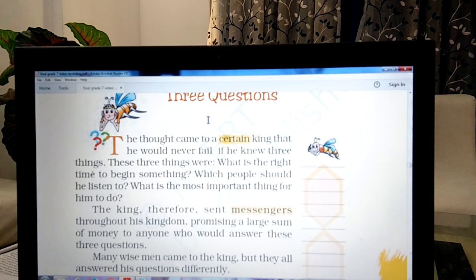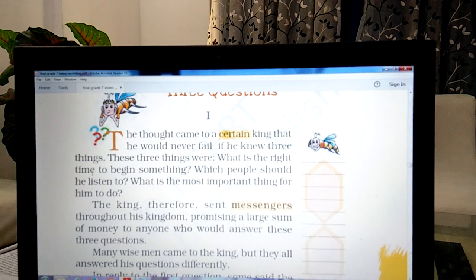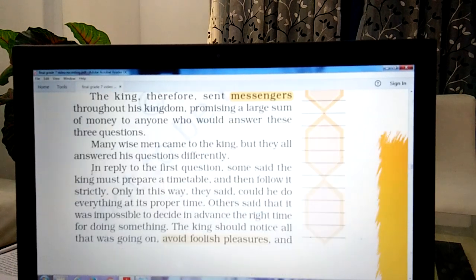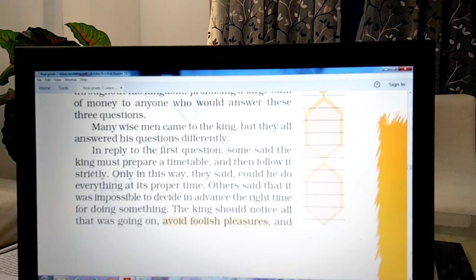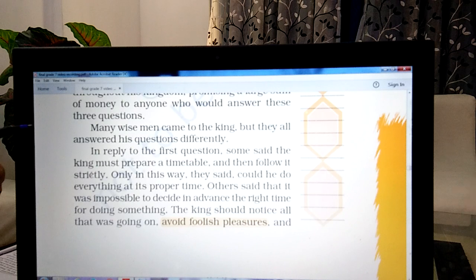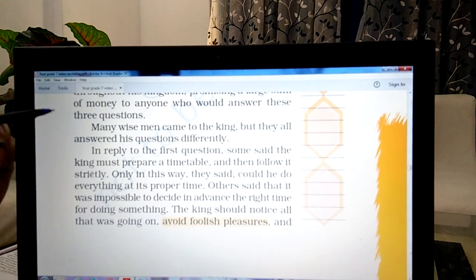So now you can make out how important the three questions are for the king, that he has sent messengers to get a satisfactory answer. Many wise men came to the king, but they all answered his questions differently. The same happens in the classroom also. When we ask you a question, you come with different answers.